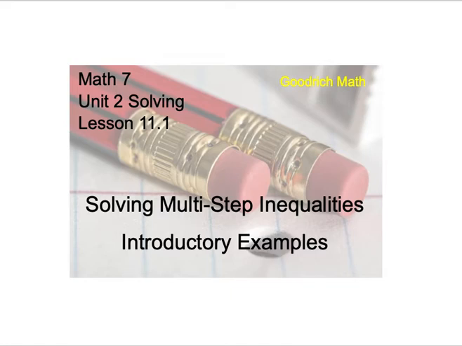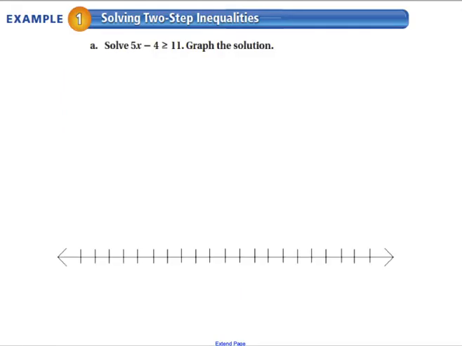Math 7, Unit 2 Solving, Lesson 11, Part 1, Solving Multi-Step Inequalities, Introductory Examples. Solve 5x minus 4 is greater than or equal to 11. Graph the solution.